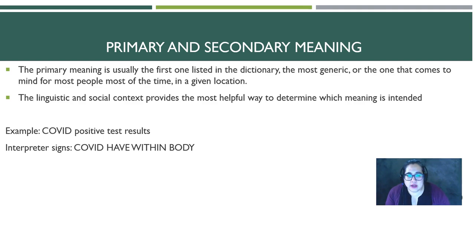look at the second bullet, it says the linguistic and social context provides the most helpful way to determine which meaning is intended. The primary meaning of the word positive is something optimistic. The secondary meaning, we're using context to understand COVID positive test results. We're using context to understand that it's screening positive, as in screening for a yes, the person has COVID. Hence the interpretation that is rendered.